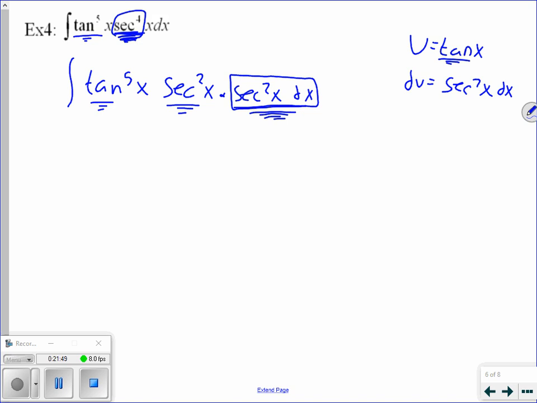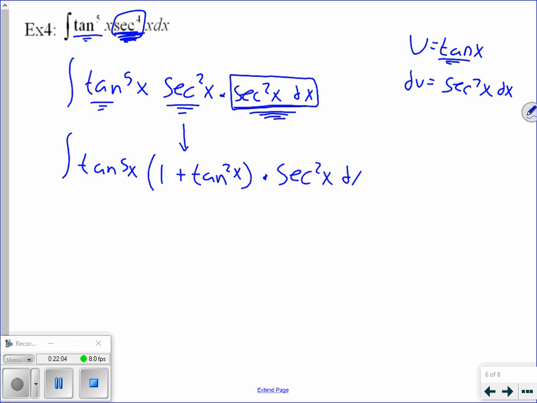Well, I have an identity for that from slide 1, if you remember. This is the integration of tan to the 5th x. Secant squared is the same thing as 1 plus tan squared of x. And I'm left with this secant squared x dx. So notice, this strategy is very similar to strategy 1. You're pulling out something. Instead of pulling out one sine or one cosine, with an even secant, you're pulling out two secants. So your du would be secant squared.